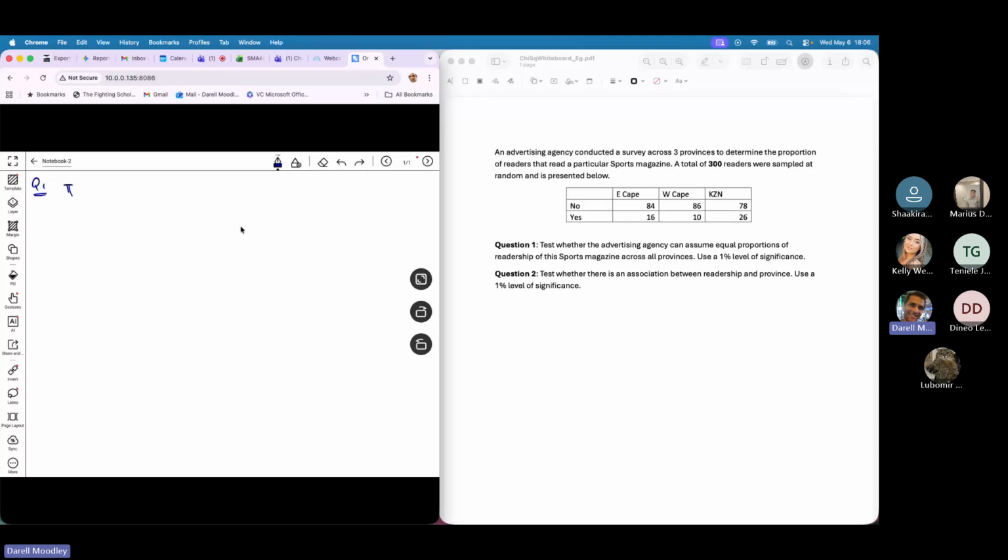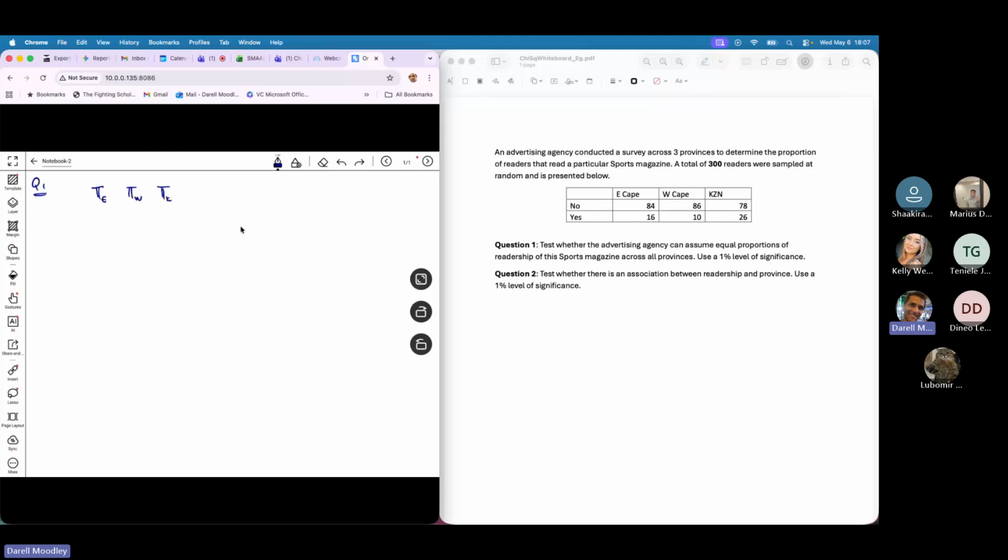I'm going to put a subscript here, E for Eastern Cape, right? So I'm going to say pi Eastern Cape. And then I'm going to say pi for Western Cape. So I'm going to put a W here, and pi for KZN. Now you could replace E, W, and K with 1, 2, and 3, right? There's no problem in doing that. You can absolutely do that. But I'm putting this just so I can refer to it better.